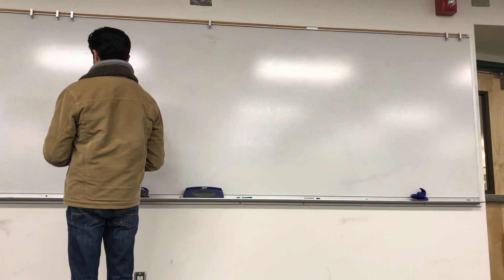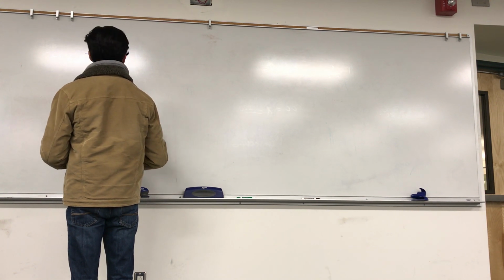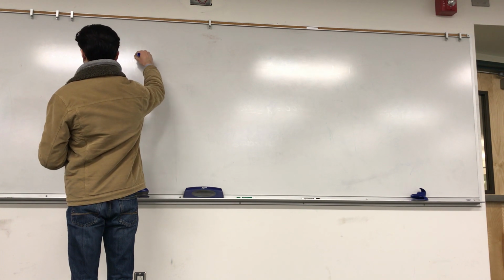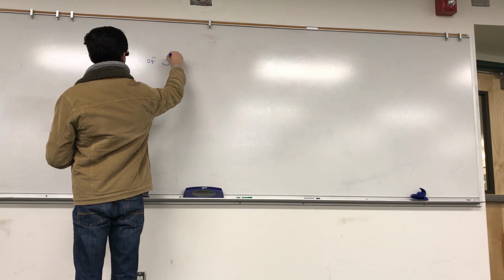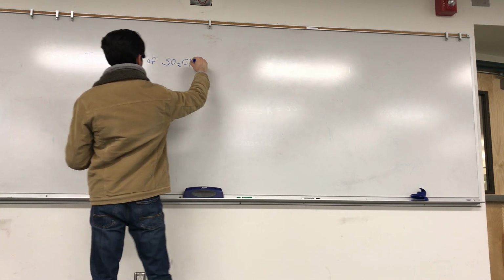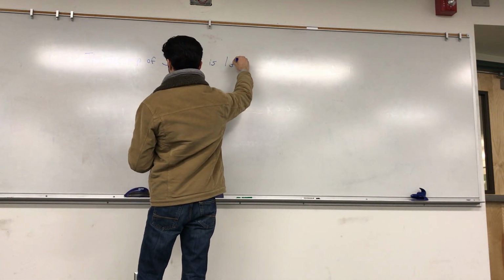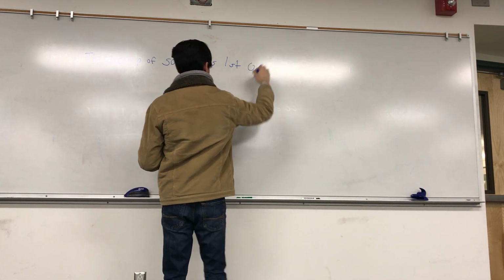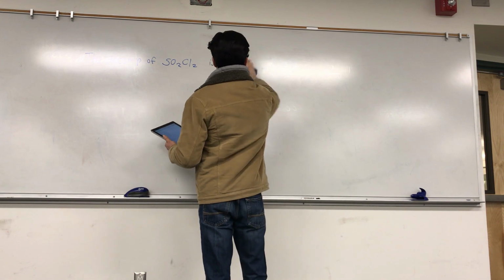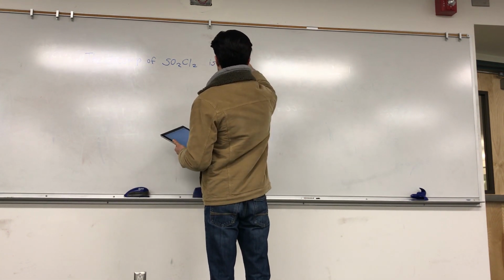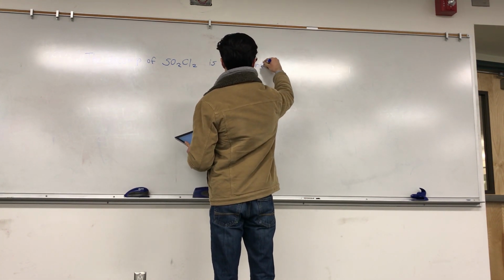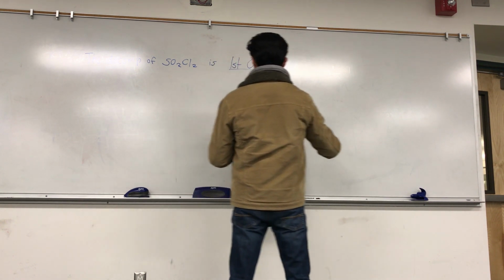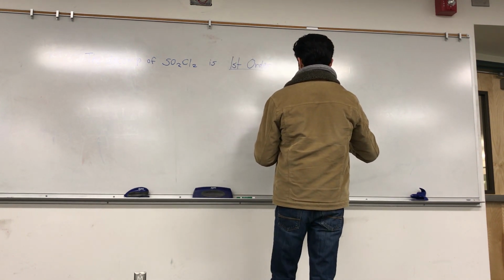SO2 Cl2. You see that? Sulfur dioxide and chlorine. Yeah, so in your book it's 53? Cool. So if you have the book that we just sent in front of you, it's 55, if you can see it.